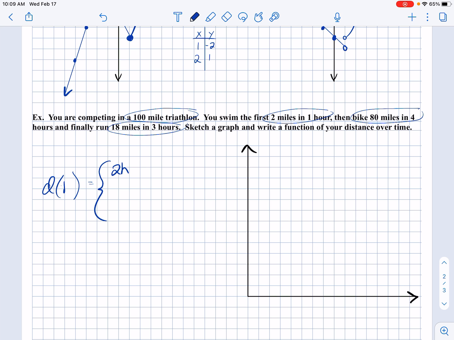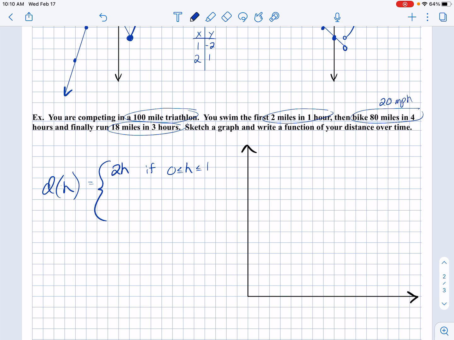2 per every hour, and that's in 1 hour. So it's if your hours are less than or equal to 1, greater than or equal to 0. You're going at a rate of 2 per every hour. Okay, your next rate is 80 miles in 4 hours, which is a rate of 20 miles per every 1 hour.